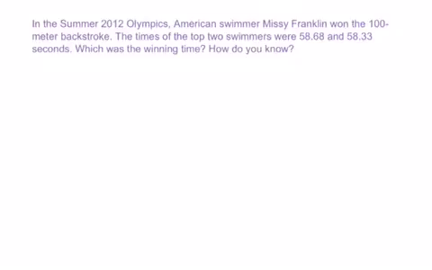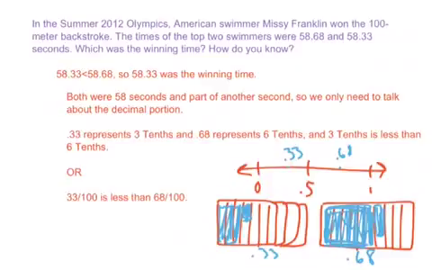Okay, here's another question for you. In the summer 2012 Olympics, American swimmer Missy Franklin won the 100-meter backstroke. The times of the top two swimmers were 58 seconds and 68 hundredths of a second, and 58 and 33 hundredths of a second. Which was the winning time? How do you know? When you think you have that answer, come on back.